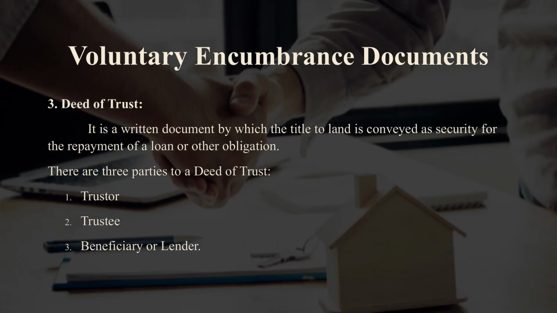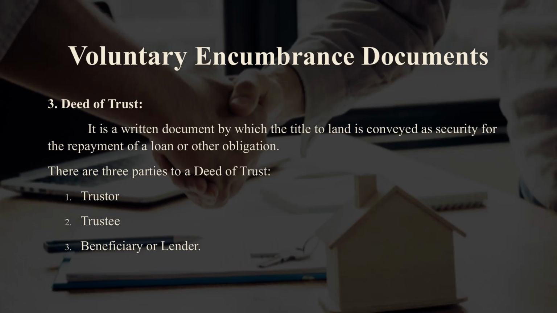Let us see the third voluntary encumbrance document, which is deed of trust. Deed of trust is a written document by which the title to land is conveyed as security for the repayment of a loan or other obligation. There are three parties involved in a deed of trust.